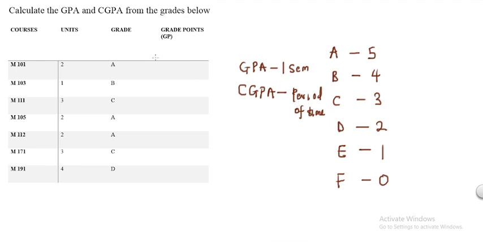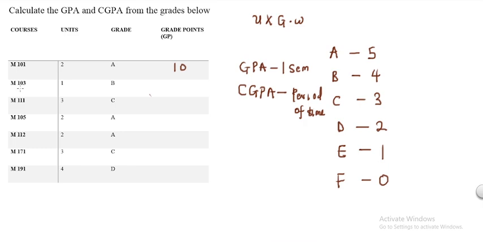Let's jump into the given grades on our screen and calculate the GPA first. So we have a semester in our hands. For the first course here, we are told that the unit is 2, the grade is A, and then we have to find the grade points for all the courses. What we simply do is multiply the units times the grade weights. So here will be 2 times the grade weight for A, which is 5. So 2 times 5 is 10.